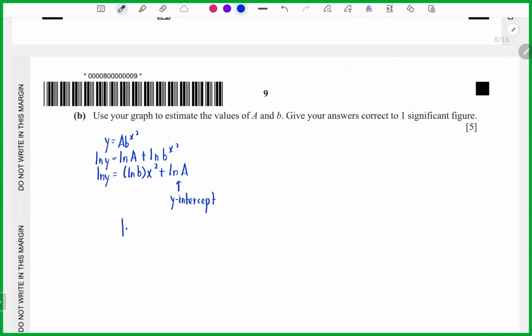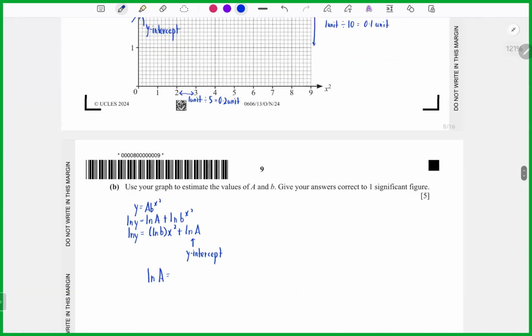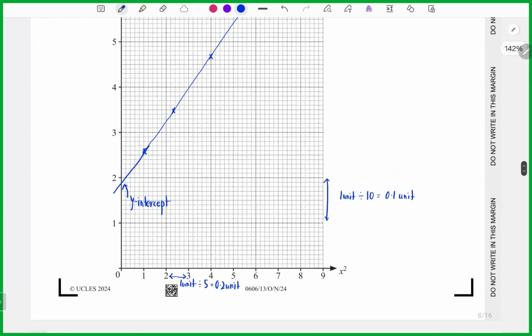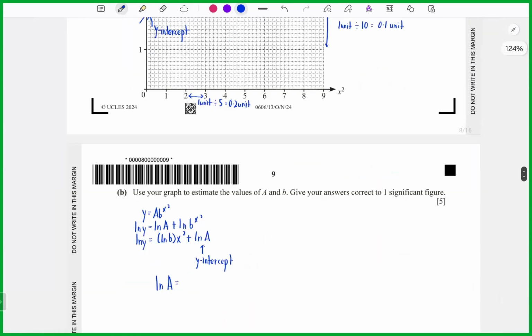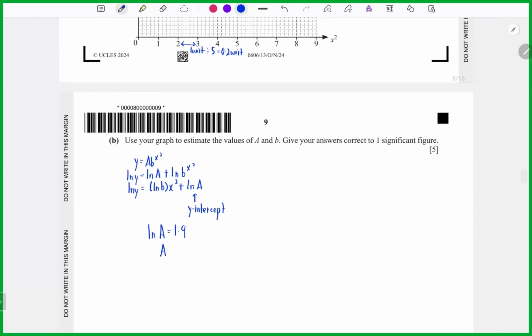So I can take ln A equals, let's see from the graph, we can take the value 1.9. So A equals e to the power 1.9. So you will get 6.7, but the question says give your answers correct to one significant figure. So make sure your A equals 7.